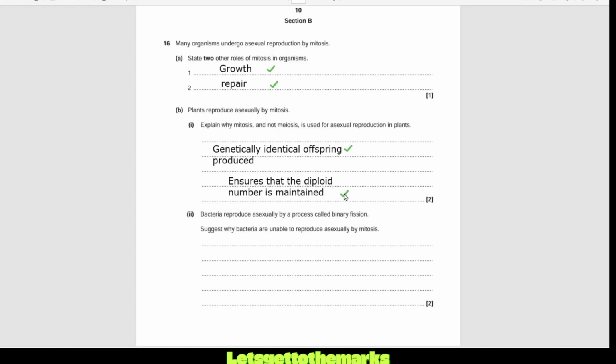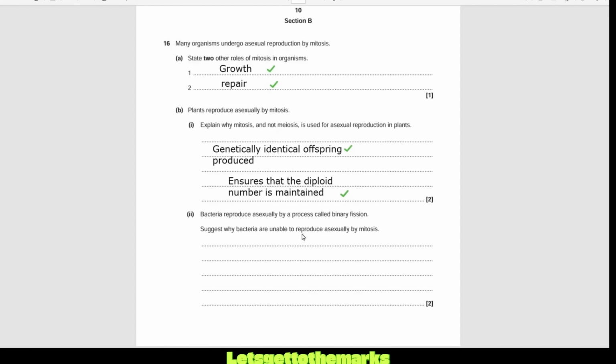Now, of course, fertilization brings them back and restores the diploid number, but that's the longness of sexual reproduction. You've got to restore the diploid number through fertilization. We don't have to do that with mitosis. One of the advantages is that the diploid number is maintained, with no need for fertilization. Okay, bacteria reproduce asexually by a process called binary fission, slightly different than mitosis.